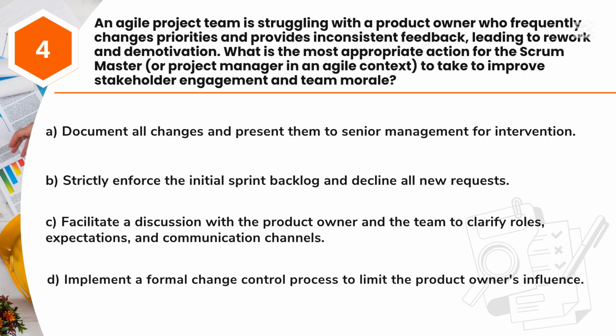Question 4. An agile project team is struggling with a product owner who frequently changes priorities and provides inconsistent feedback, leading to rework and demotivation. What is the most appropriate action for the Scrum Master, or project manager in an agile context, to take to improve stakeholder engagement and team morale?